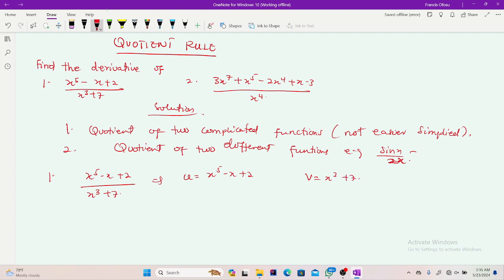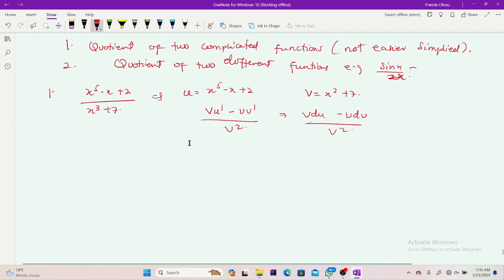For the quotient rule, if you have two functions u and v being a quotient, the formula is always v u prime minus u v prime, all over v squared. Some literature will say v du minus u dv all over v squared, right? So we need to find our u prime and our v prime.